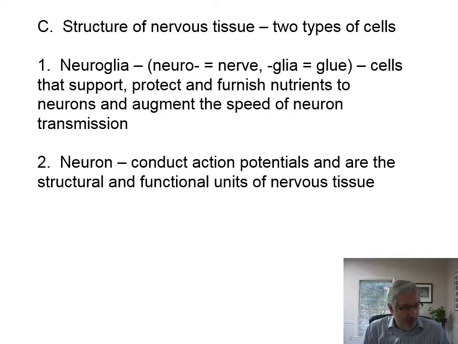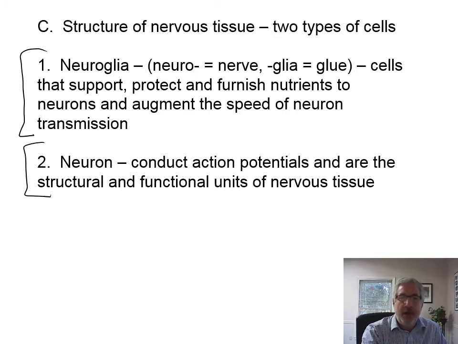Okay, so we've done neural pathways, and we've talked about the basic overview of the nervous system, having the central nervous system and the peripheral nervous system. But what is the nervous system made of? Well, it's actually made of two types of cells. There is the neuroglia, and then there's a neuron. So the neuron, they're the star of the show.